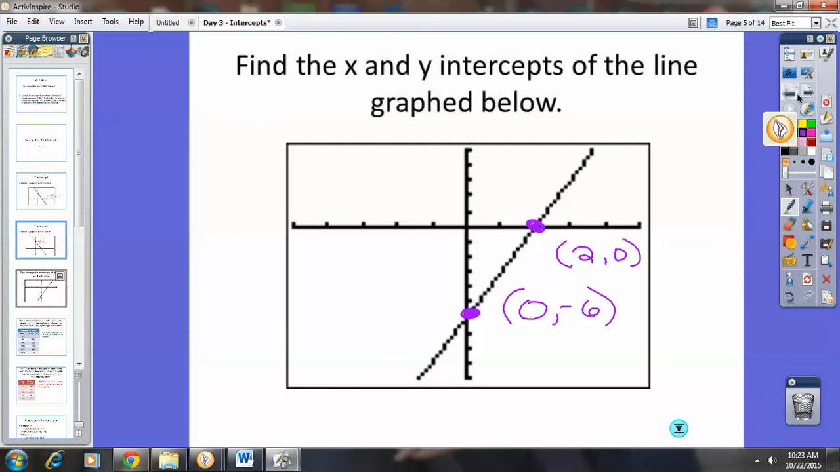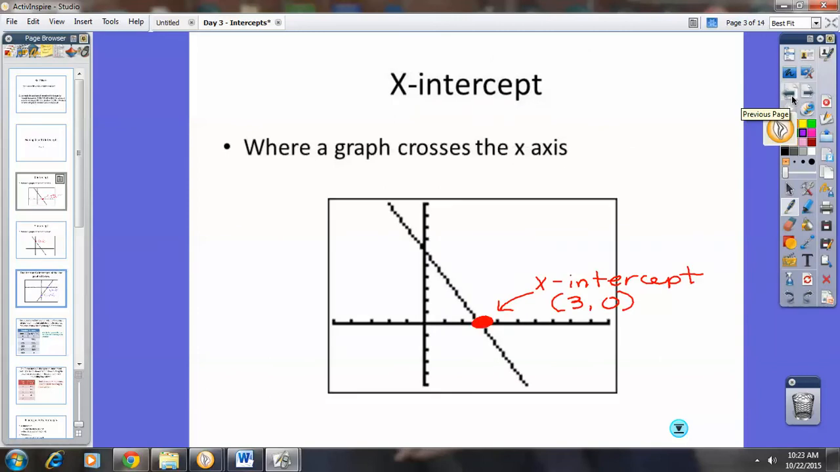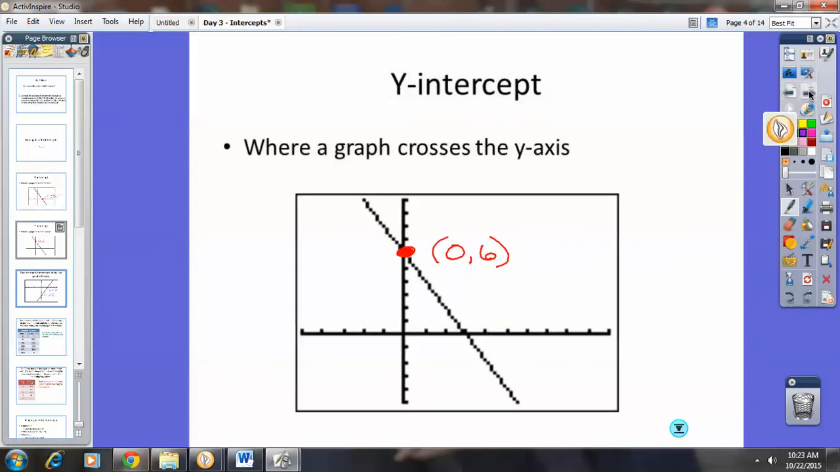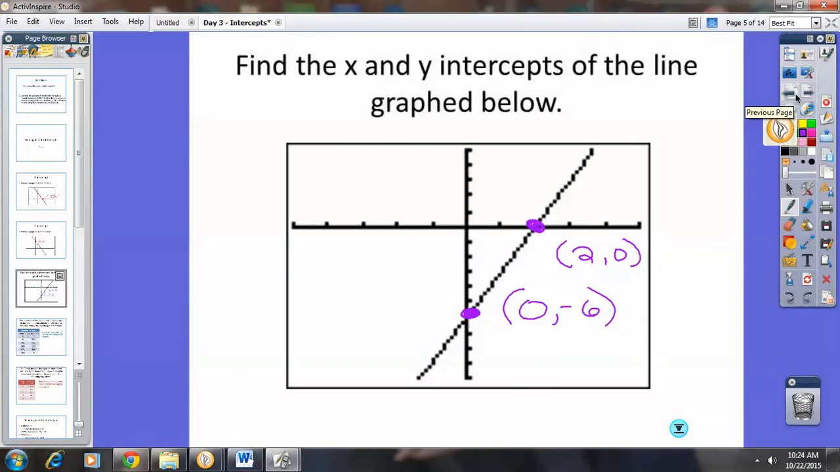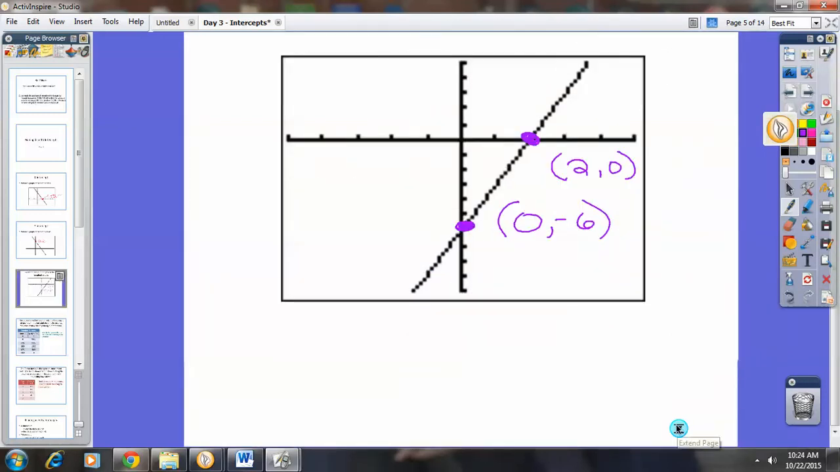Now, do you notice anything about the x-intercepts? 3, comma, 0. 2, comma, 0. What do they have in common? What, Timmy? They both have 0 in the y coordinate of an ordered pair. In an ordered pair, it's always x, comma, y, right? If we're finding the x-intercept, the y coordinate is always 0.